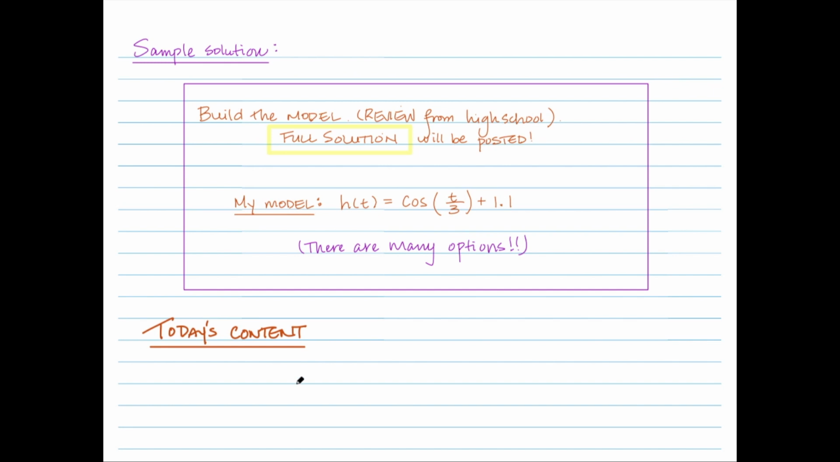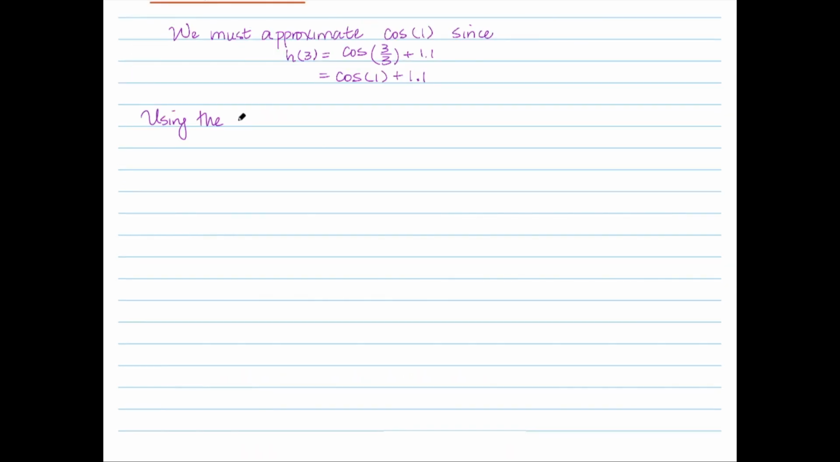So if this is my model, let's hope I did it right. If this is the correct model, and there are many options, but this is the one I chose, then we must estimate cosine at 1. This is since h at 3 is equal to cosine 3 over 3 plus a 1.1, right? And so the cosine at 1 is the guy that's the troublemaker that we need to then do some work on. Using the estimation theorem for cosine's Maclaurin series, this is what we have.